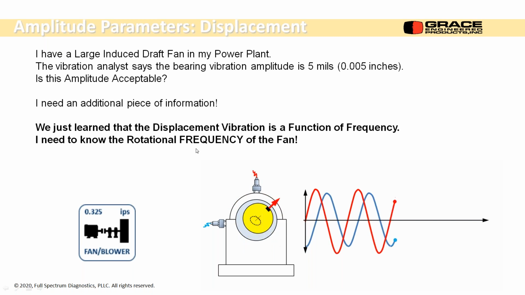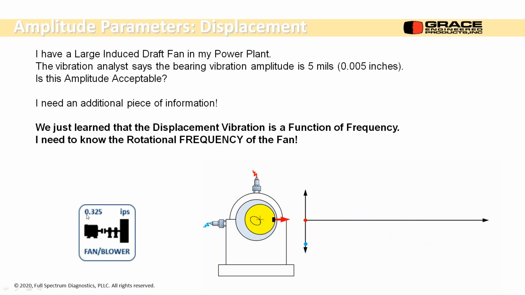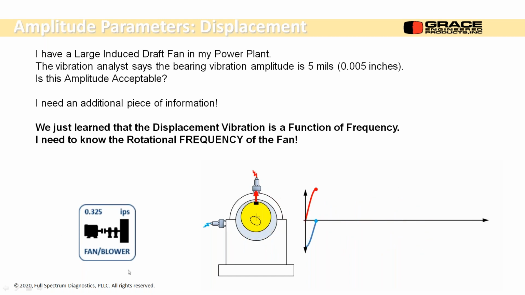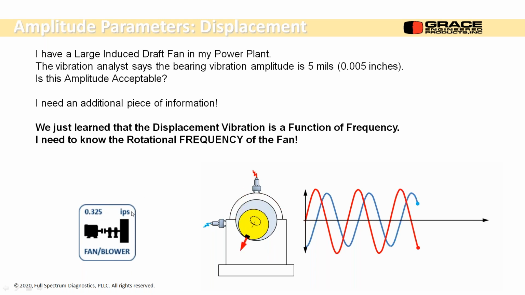Now, part of this answer is the rotational frequency. The other part is my starting point, my velocity. My velocity in inches per second for this type of fan that we have in the power plant is 0.325 inches per second. So I need to calculate how much displacement is equal to 0.325 inches per second. If I stay under this velocity value, I'm going to have infinite life. It'll be below my endurance limit. If I go to 0.5 inches per second, I'm above my cyclic limit and it'll fail. Okay, so I want to know, is 5 mils above or below this limit in velocity?